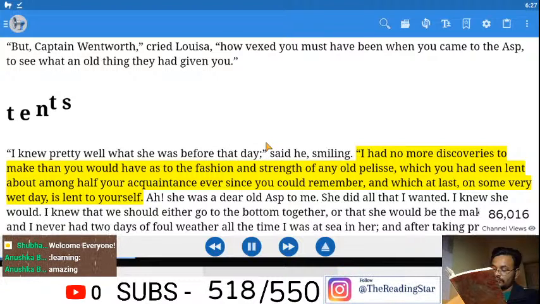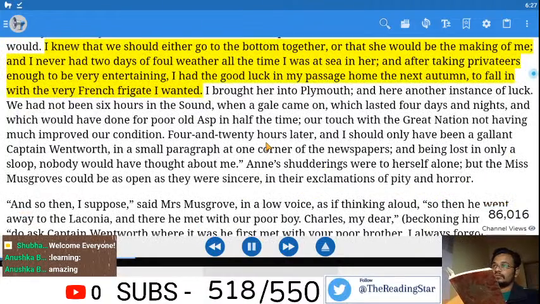Ah, she was a dear old Asp to me. She did all that I wanted. I knew she would. I knew that we should either go to the bottom together, or that she would be the making of me, and I never had two days of foul weather all the time I was at sea in her, and after taking privateers enough to be very entertaining, I had the good luck in my passage home the next autumn, to fall in with the very French frigate I wanted.